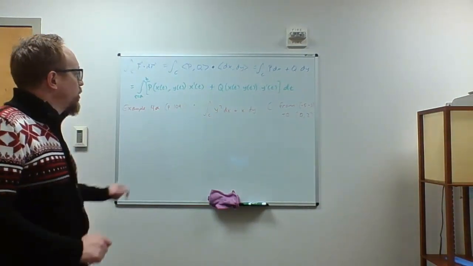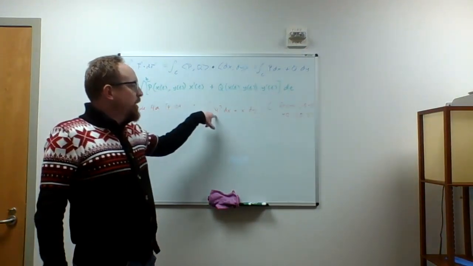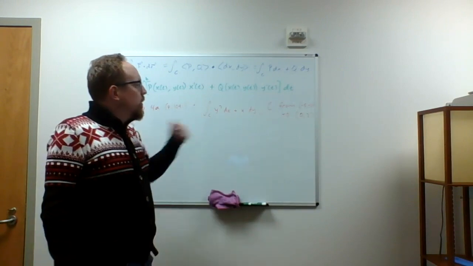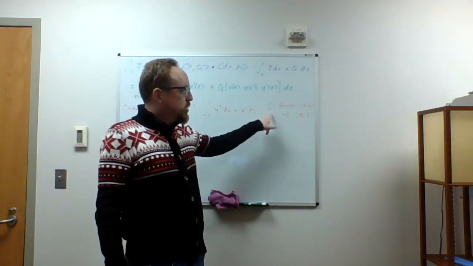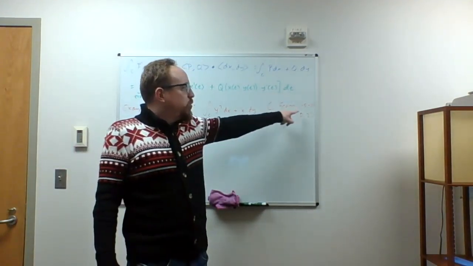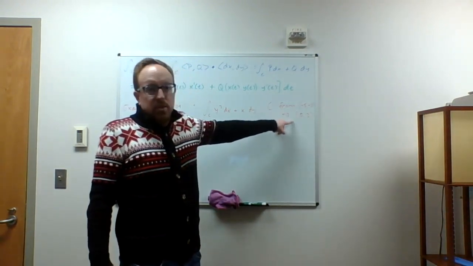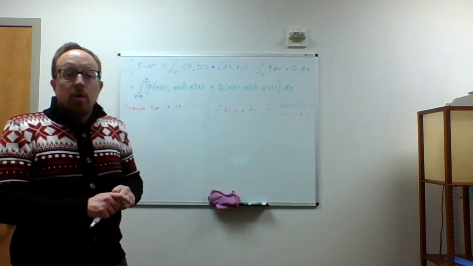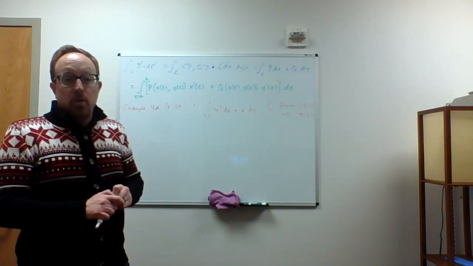So here's the deal. We're going to integrate the vector field ⟨y squared, x⟩ over the curve C that's a straight line that goes from the point (-5, -3) to the point (0, 2). The very first thing we need to do is write down parametric equations for C.